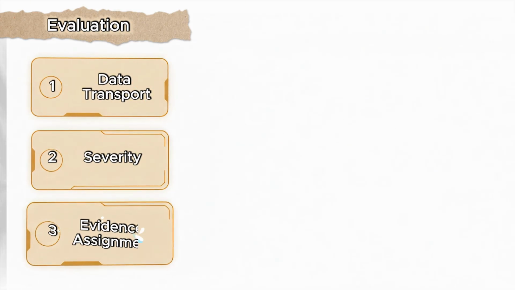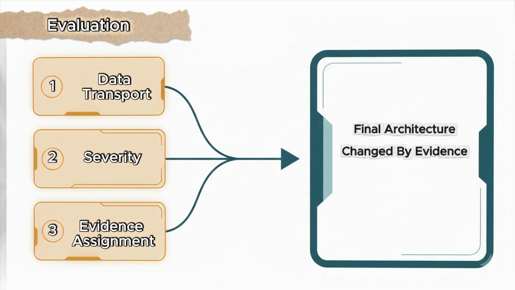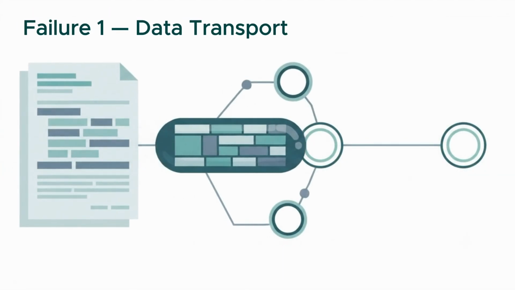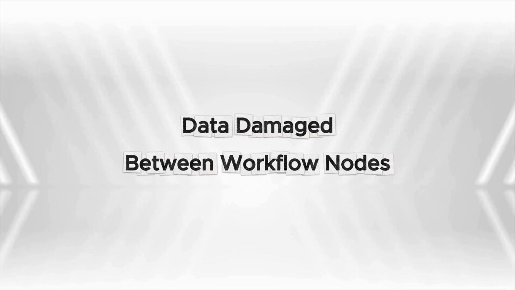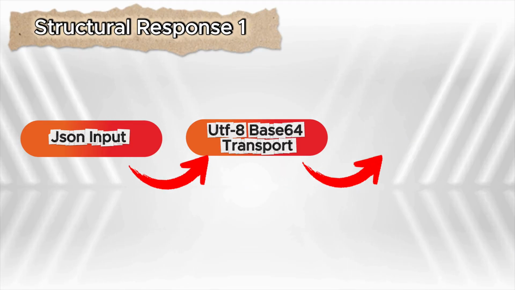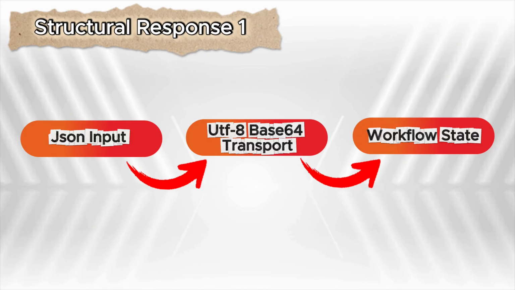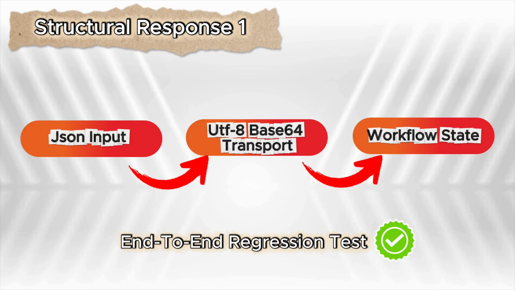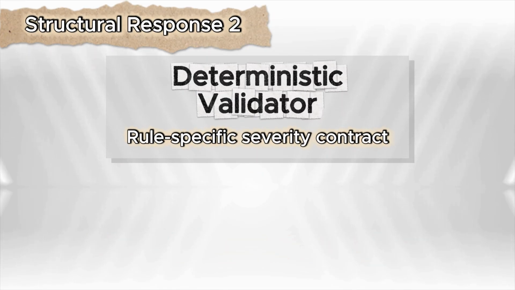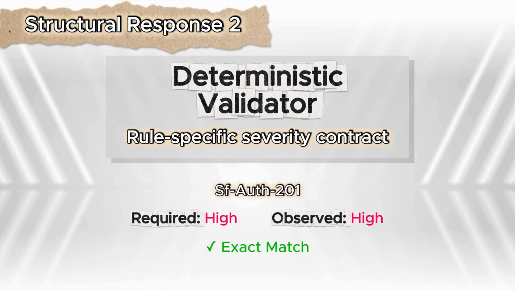3 observed failures directly changed the final architecture. First, JSON content containing embedded characters was damaged while passing between workflow nodes. We introduced UTF-8 base 64 transport and added an end-to-end regression test. Second, severity changed between otherwise equivalent runs. We strengthened the deterministic validator so that rule-specific severity must exactly match the permitted value.